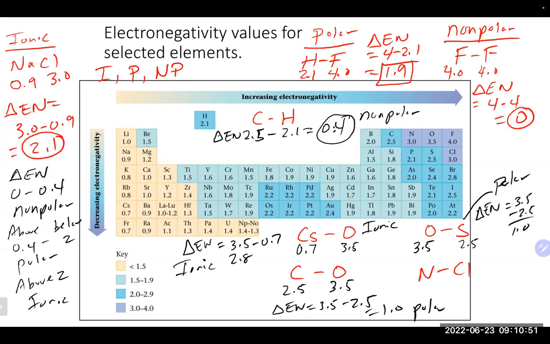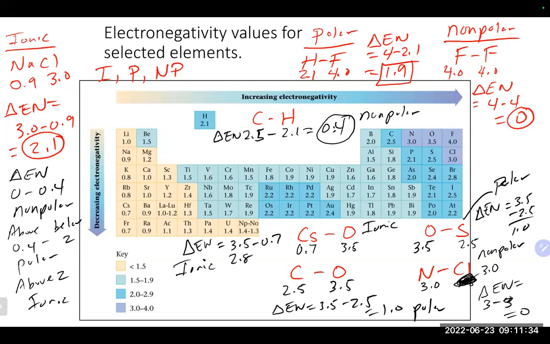And in this case here, we have nitrogen and oxygen. Nitrogen being 3, oxygen being 3.5. Actually, it's not oxygen, it's chlorine. Chlorine being 3 as well. There we go. The difference in electronegativity is 3 minus 3, which equals 0. So the nitrogen and the chlorine have the same electronegativity value, and this would be a nonpolar bond. This is a good example that you can have two different elements that share electrons equally, resulting in a nonpolar bond.